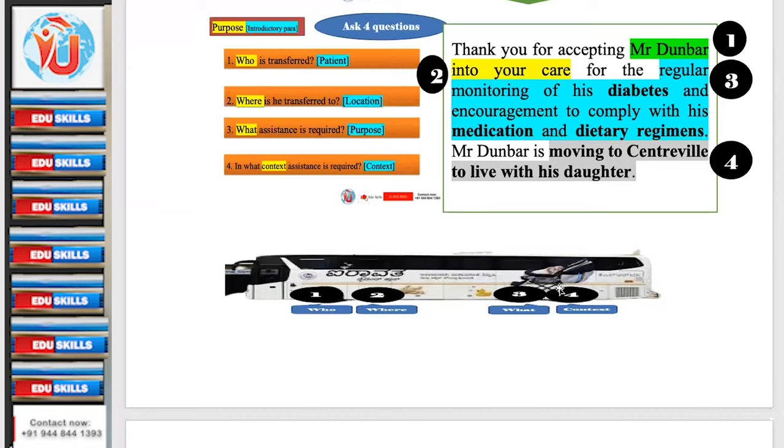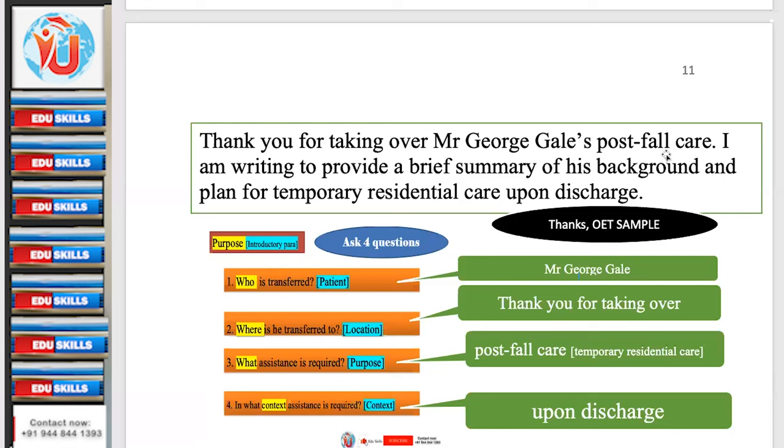Okay, now let's take this from OET. OET official, thank you OET for allowing me to use this for teaching purposes. This purpose paragraph is from the OET sample letter. Let's check whether these four aspects are given there. Thank you for taking over Mr. George Gale's post-fall care. I am writing to provide a brief summary of his background and plan for temporary residential care upon discharge.